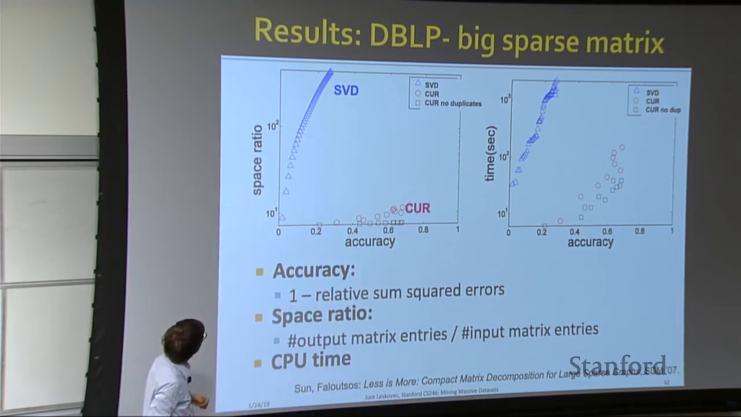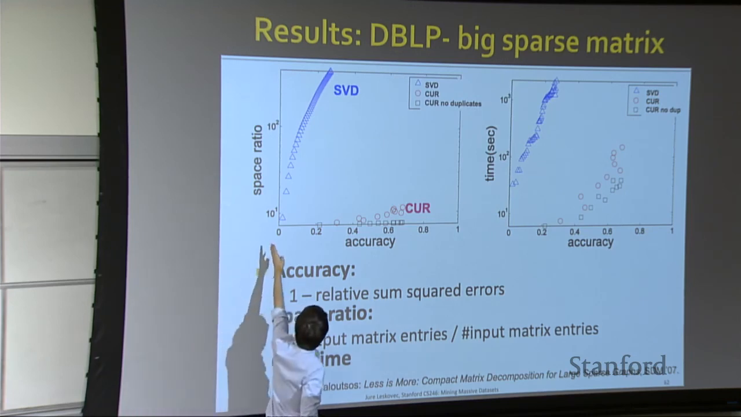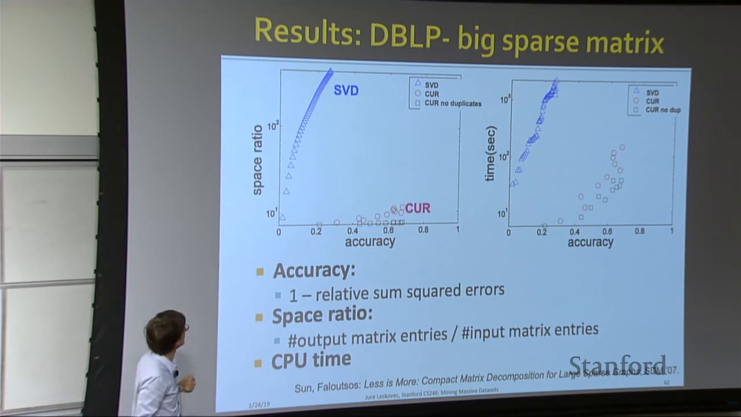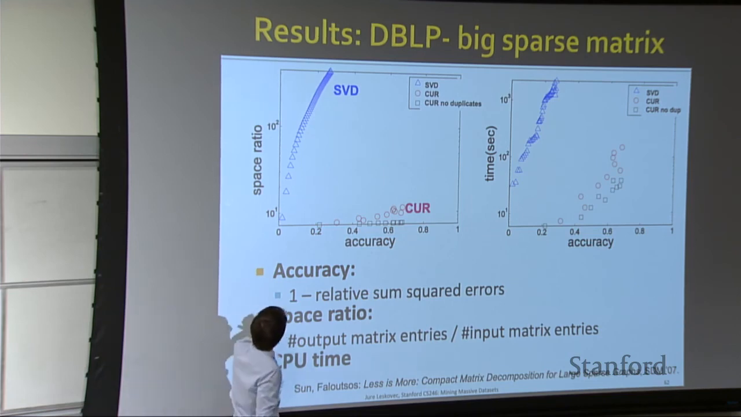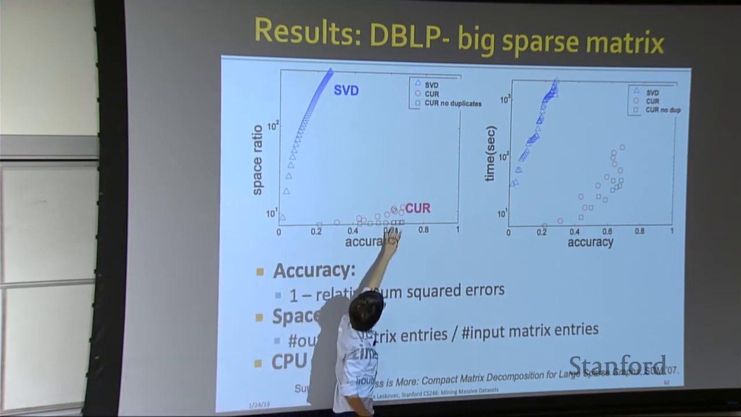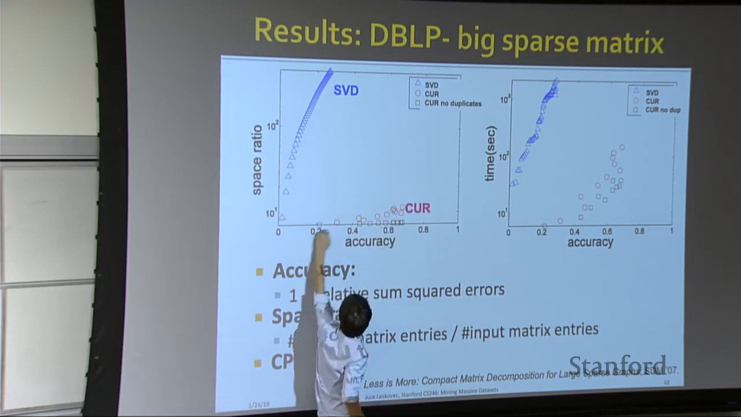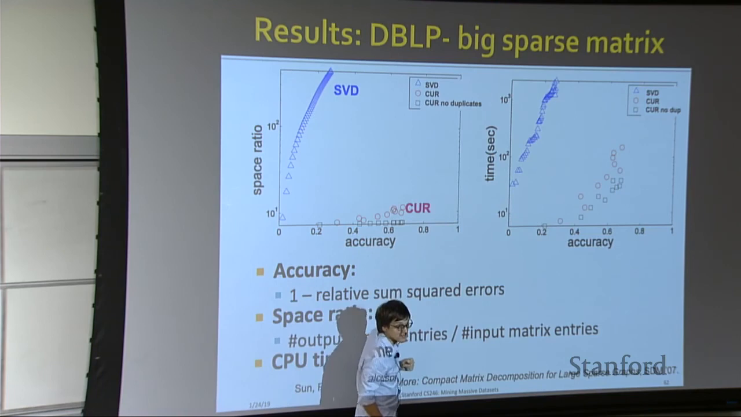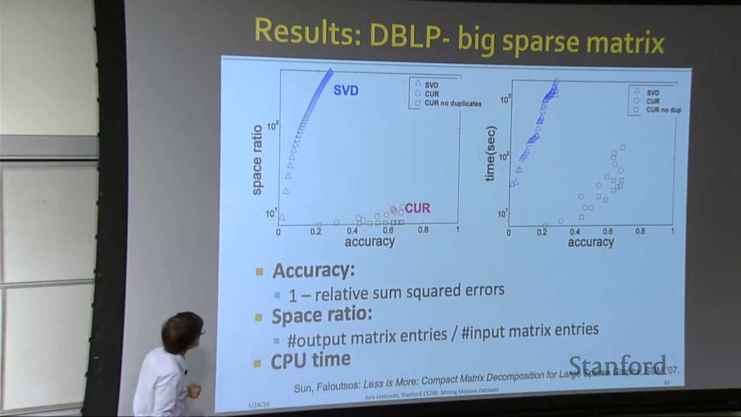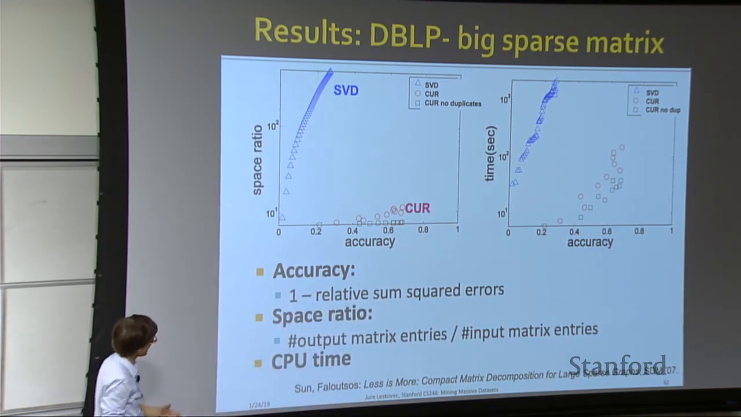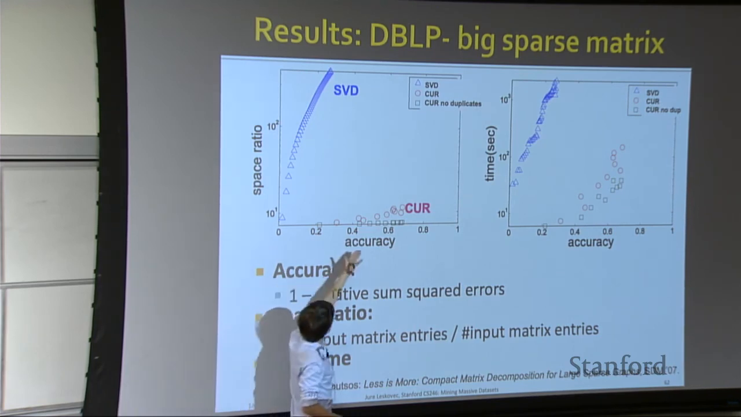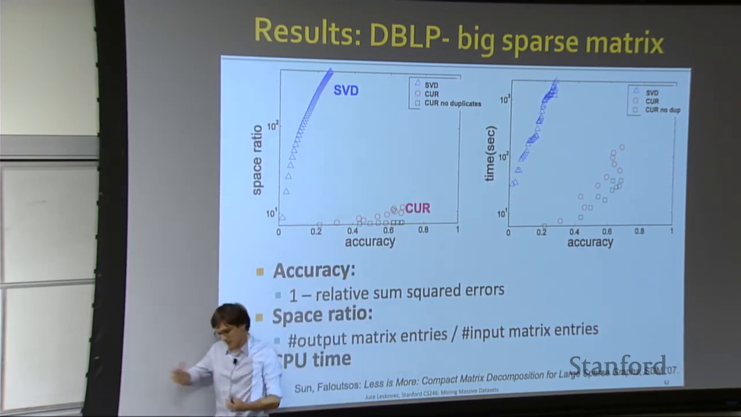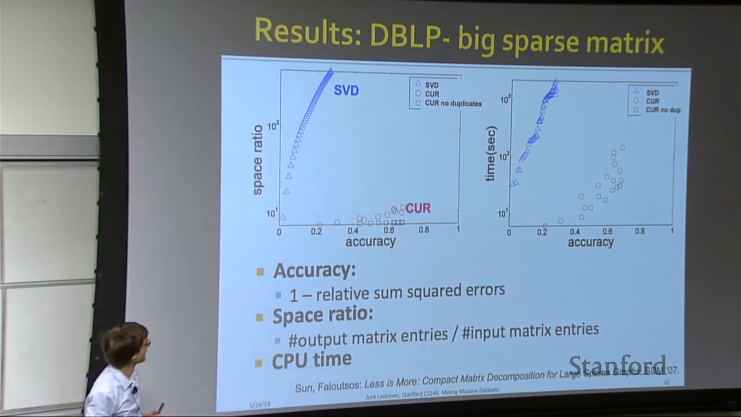versus the number of entries in the input matrix. And what this is trying to do is the following. It says, for a given accuracy, how many non-zero entries do you need? And what you see is that CUR requires much less information to maintain high accuracy. So this means that because the data is so sparse, CUR will be more space efficient than SVD, because SVD gives you these dense vectors.